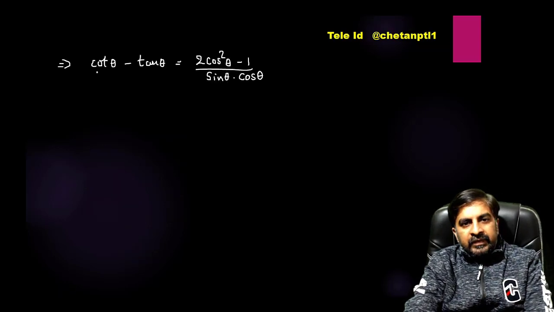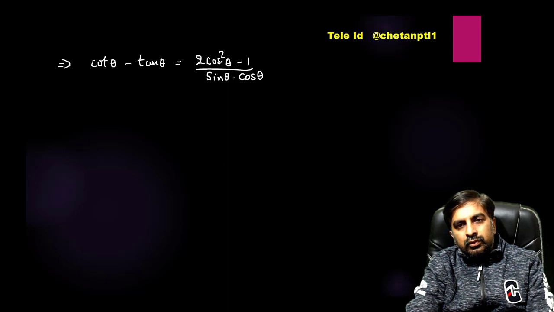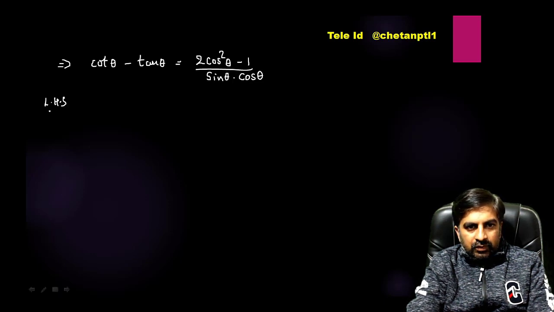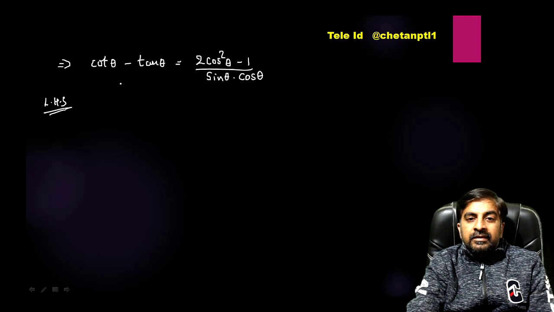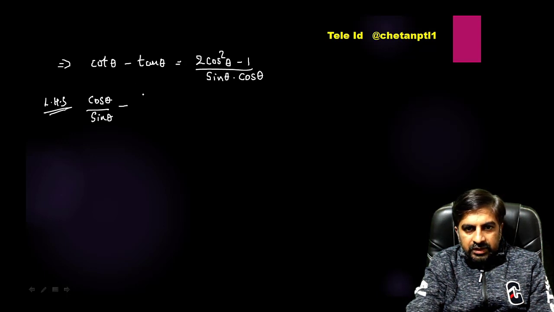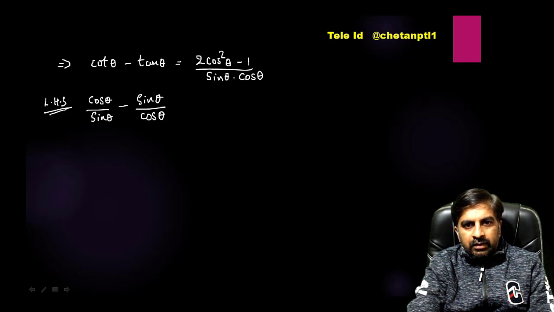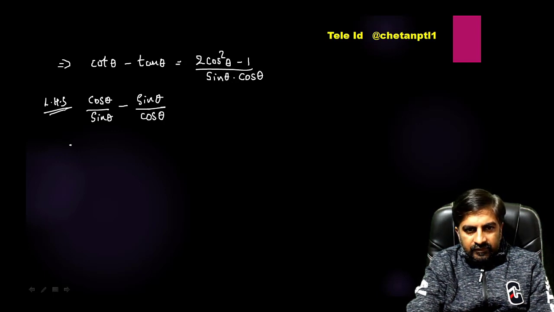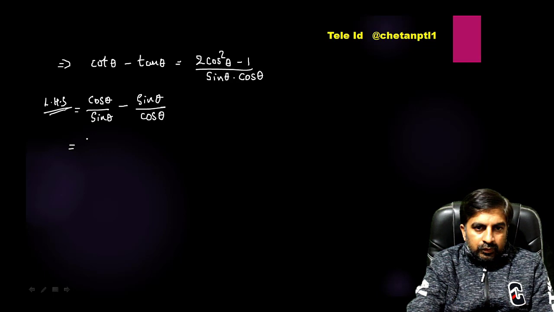You can see here cot theta minus tan theta is equal to 2 cos square theta minus 1 upon sin theta into cos theta. So again, my first step, always try to convert it into sin and cos. So cot theta will give you cos theta by sin theta minus tan theta, that is sin theta by cos theta. Simple. Now we cannot take out anything common also. So what can we do? Generally, the LCM will help us to go to the next step.